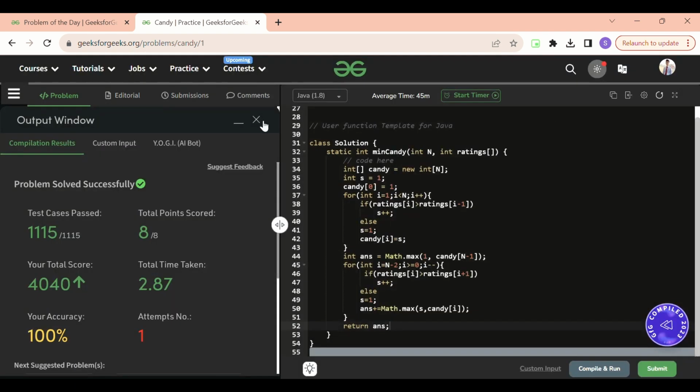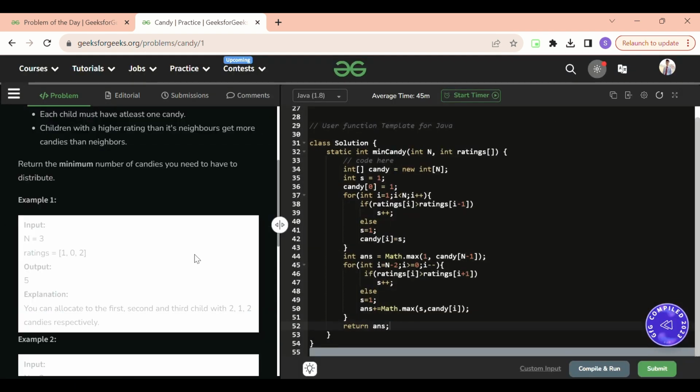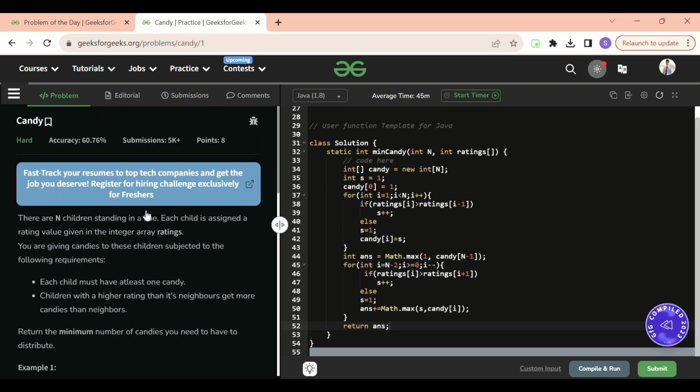Okay guys, thank you. I think everyone would have got the solution. It's a very tricky problem, a very commonly asked interview problem, but I think we have explained it and solved it in a very easy manner.